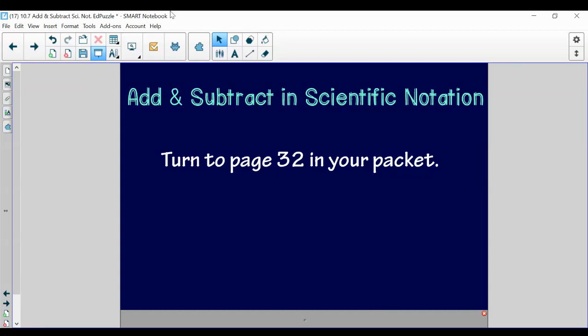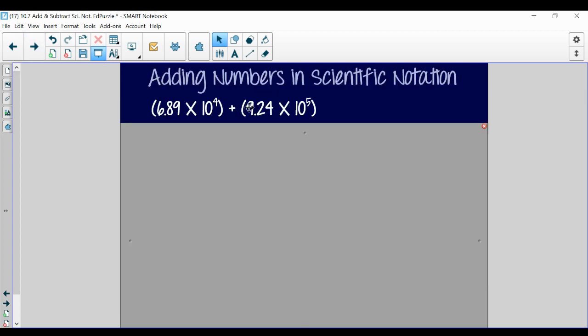Everyone, today we're looking at adding and subtracting in scientific notation. So you need to turn to page 32 in your yellow packet. All right, so this is actually the first problem on that page. However, I don't want you to write this down yet.